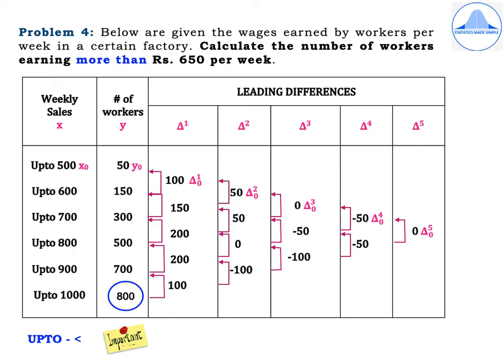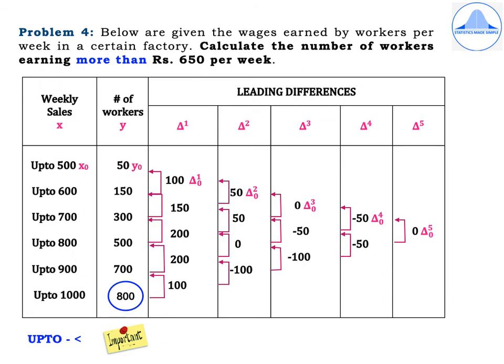Call it as delta naught to the power 4. Then minus 100 minus of minus 50 will give us minus 50. Then in the last column, delta to the power 5 is minus 50 minus of minus 50, which gives us 0, and call it as delta naught to the power 5.